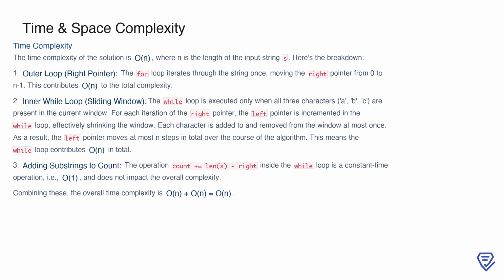Then, we have the inner while loop, which is responsible for shrinking the window by moving the left pointer. While it might seem like this could add significant complexity, each character is only added to and removed from the window once over the course of the algorithm. This means that, in total, the left pointer also moves at most n steps, contributing another O(n). Finally, the operation where we add the count of valid substrings is a constant time operation, O(1), and does not impact the overall complexity. Combining these, we get O(n) from the outer loop plus O(n) from the inner loop, resulting in a total time complexity of O(n).